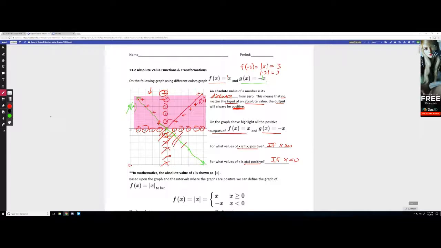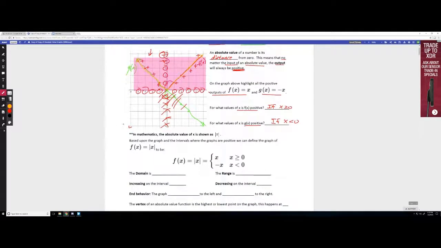And if you notice, let me choose this ugly orange color, if I connect the positive outputs of this, it forms a V shape. This is what we call an absolute value function. It looks like a V because all your outputs are absolute. They have to be positive in those situations. When you plug in something, it has to become positive.